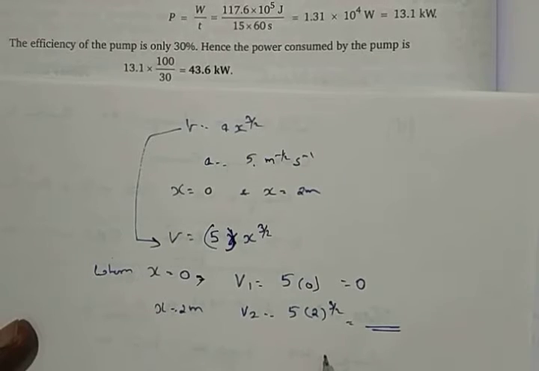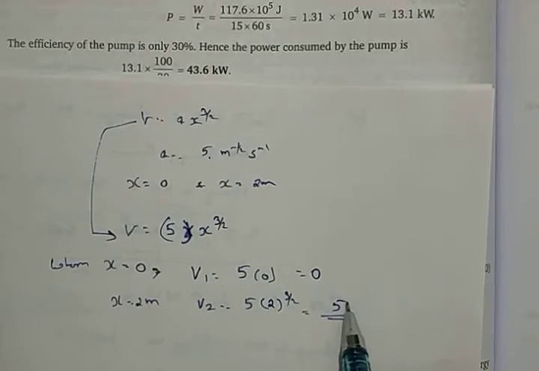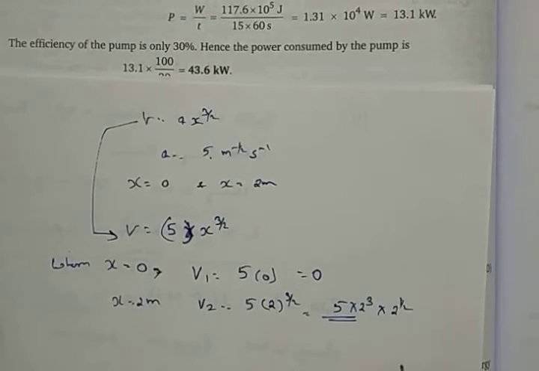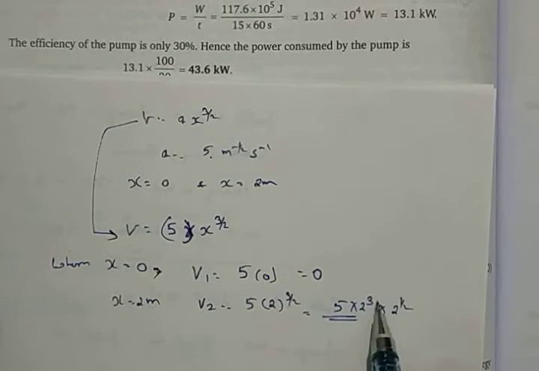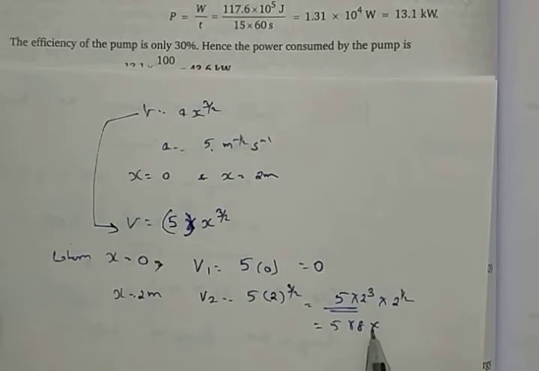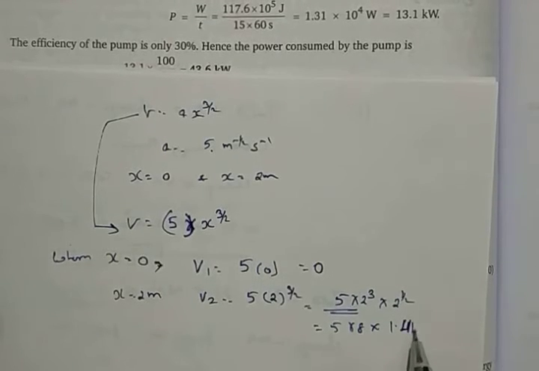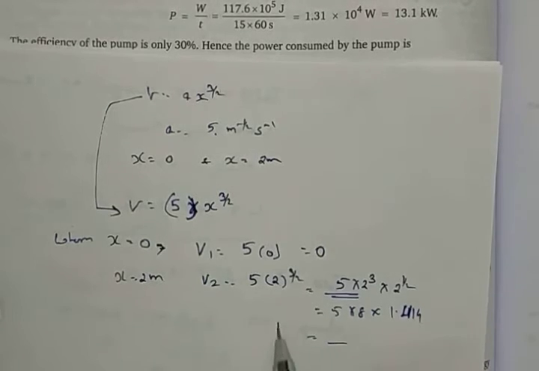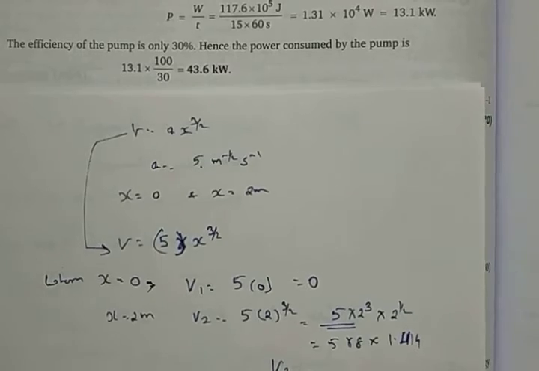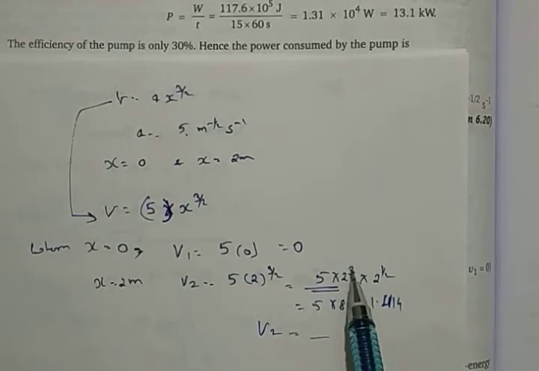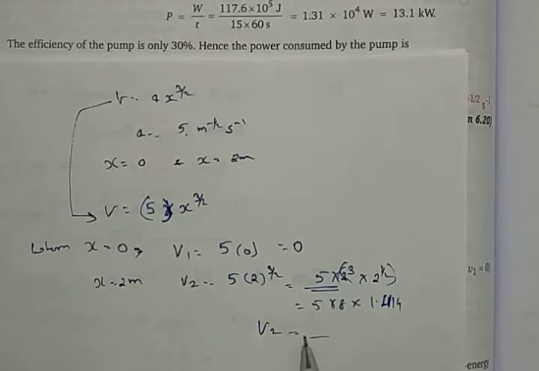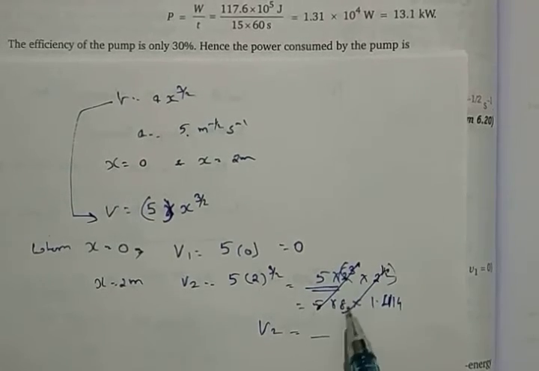How to do 3 by 2? It is easy. 5 into 2 cube into 2 to the power of half. So 2 cube is 8. 5 into 8 into under root 2. What is that? 1.414. You multiply, you will get the answer V2. Right? I think this is a wrong concept. I don't think this is the way it will work. Now look at this one. I'll once again explain this one.